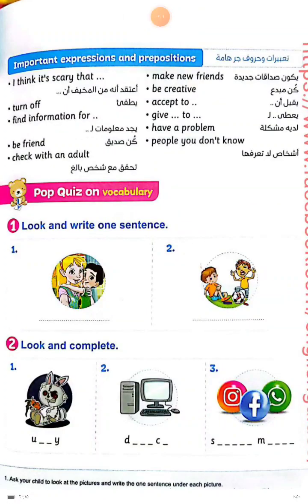Important expressions and prepositions. I think it's scary that. Turn off. Find information for. Be friend. Check with an adult.